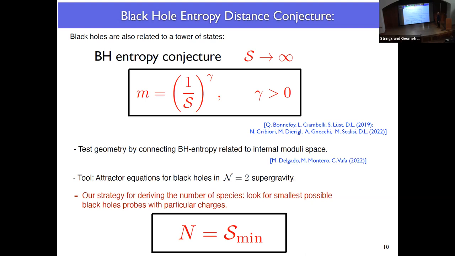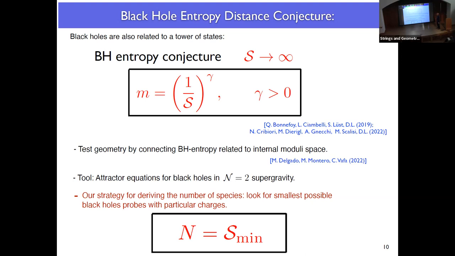This was also discussed in another interesting paper by Delgado, Montero, and Wafa last year. And it can be used, in fact, to test geometry by the black hole entropy. The tools here are, in fact, the attractor equations for black holes in N=2 supergravity. So the attractor equations will connect the moduli space of some effective field theory to the black hole entropy. In this way, the black hole entropy will also become a field-dependent quantity, at least as far as the scalar fields at the horizon are concerned.